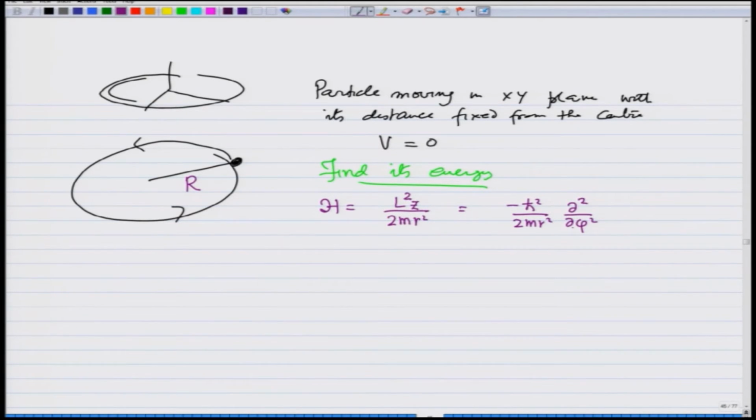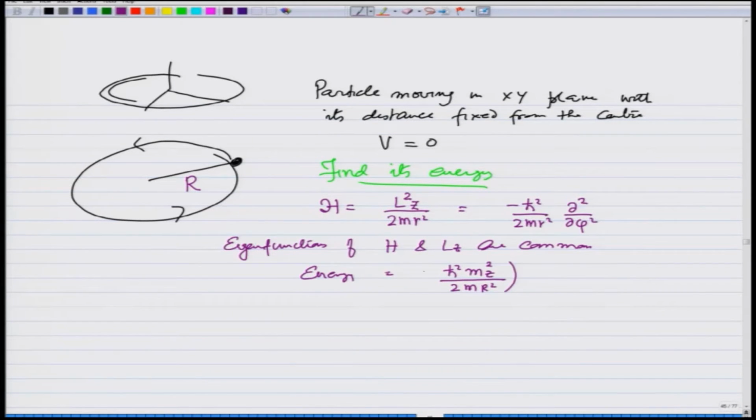That is the Hamiltonian, and because V is fixed, the eigenfunctions of h and Lz are common. So, you can immediately write that the energy is going to be h cross square mz square over 2 m r square, where I am writing mz to differentiate from mass. But you can also do it if you want by solving the equation.